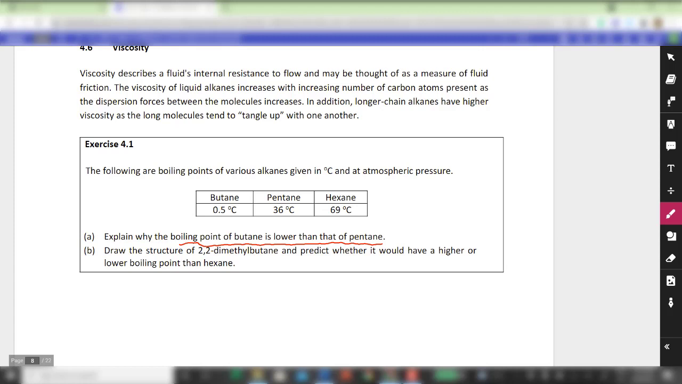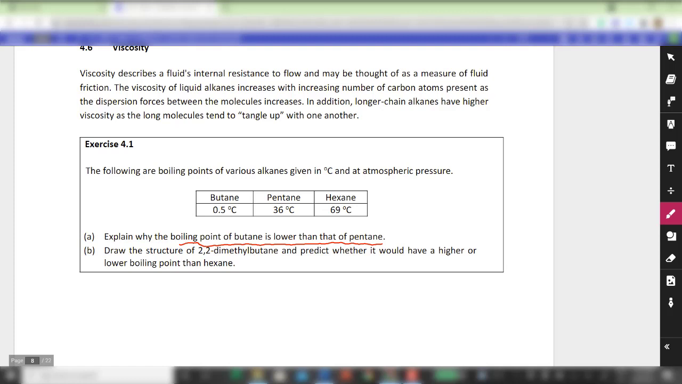So if you look at it, butane has a lower probability of forming stronger dispersion forces between butane molecules. If I have a lower probability of forming strong dispersion forces, that means less energy is required to overcome the weaker dispersion forces. So that explains why butane has a lower boiling point as compared to pentane.